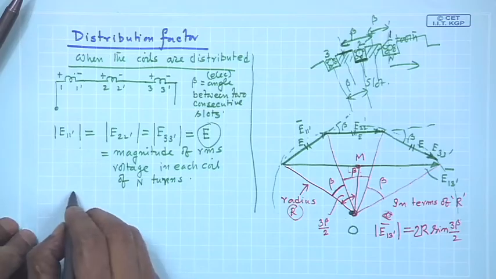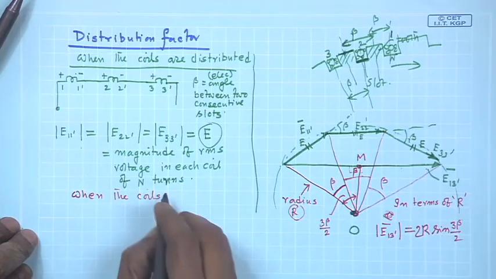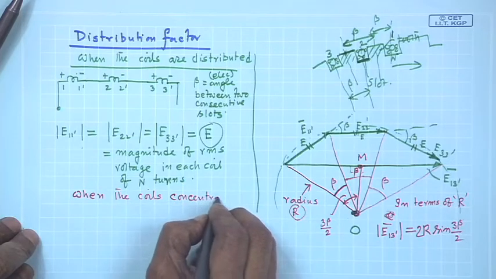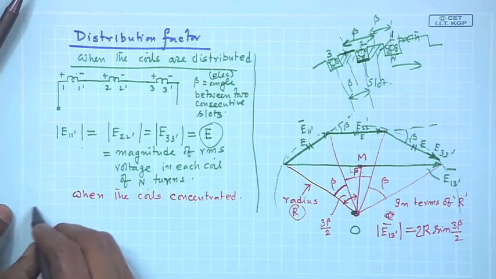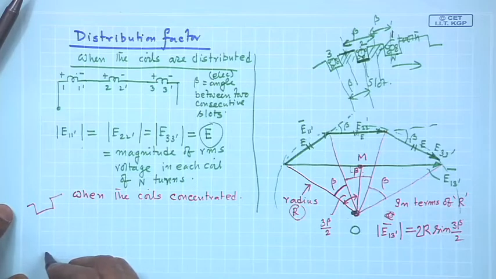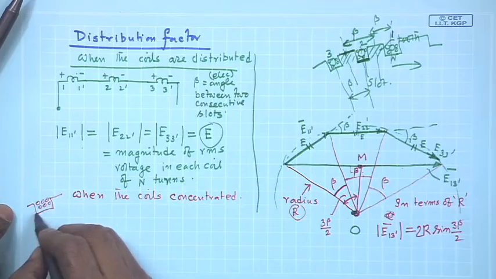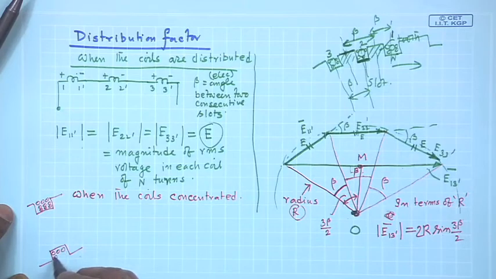and when the coils are concentrated, that means all the turns are in only a pair of slots here: 1 dashed all the turns, 2 dashed all the turns, 3 dashed, all are concentrated. So, same number of turns, all are.